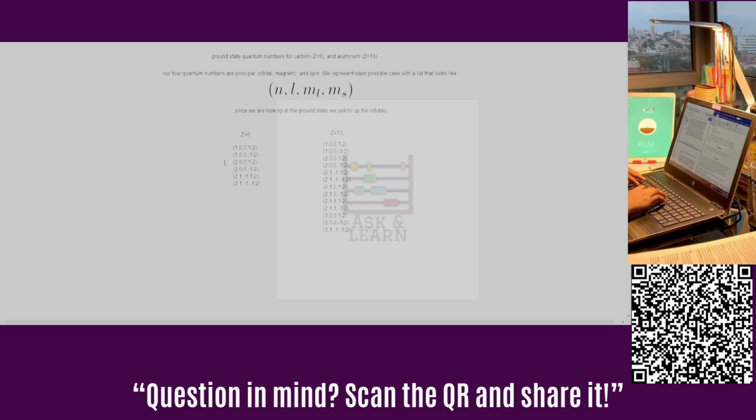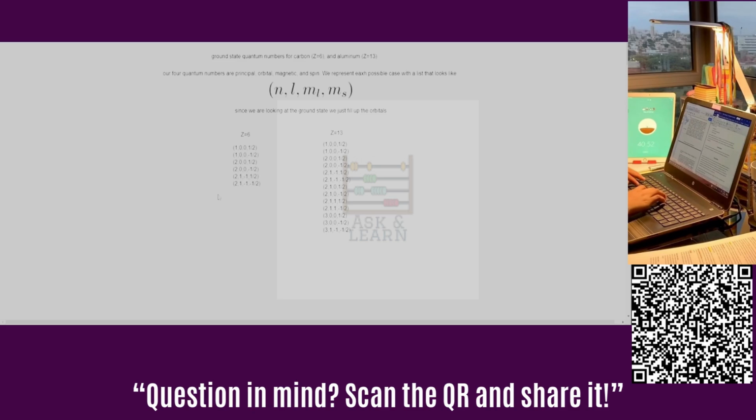Now we go up to n equals 2. When we go up to 2, first we consider the case where l and ml are both 0. So we have 2, 0, 0, 1/2, and 2, 0, 0, minus 1/2. Now, l goes up to 1. And since we're filling up by lowest energy, ml first takes on its lowest value, which is minus 1. So we have to consider 2, 1, minus 1, 1/2, and then 2, 1, minus 1, minus 1/2.